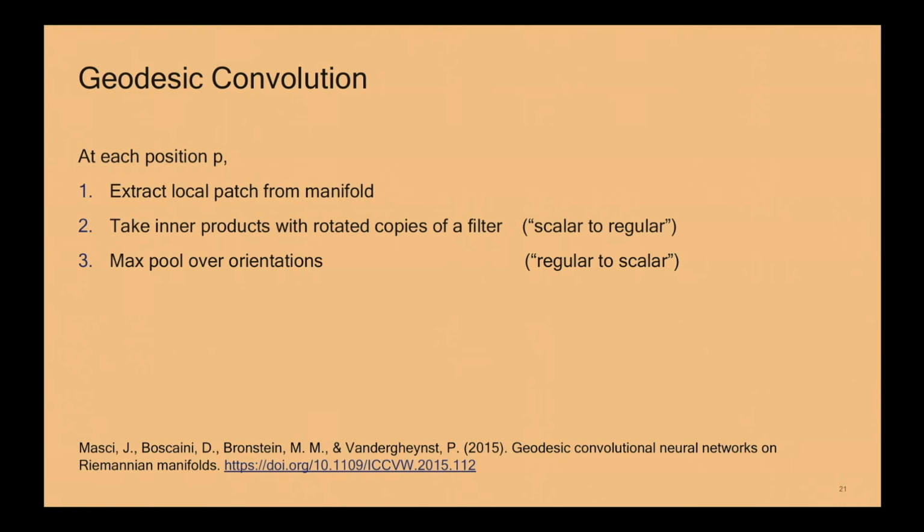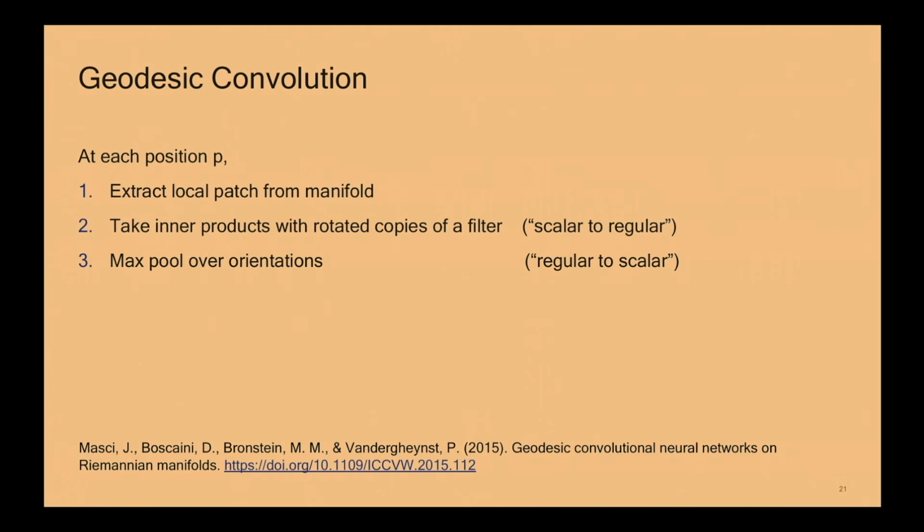And so here the idea is that at each point, you extract a local patch from the manifold and consider the signal on that patch. And you match that local signal with a local filter, which you rotate with some number of rotations. And then you take a maximum over the responses to all these rotated filters. So that sounds very similar to what I was talking about in the beginning, where we take a filter. In that case, we rotate it just 4 times. You can imagine doing it more times. And it's what we call scalar to regular convolution.